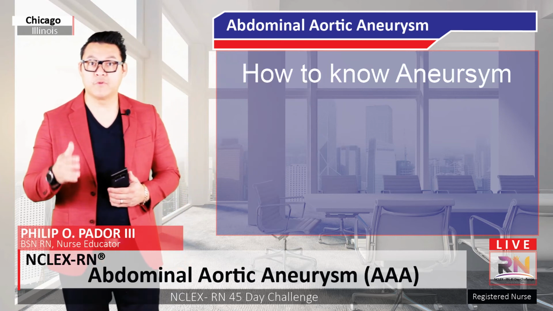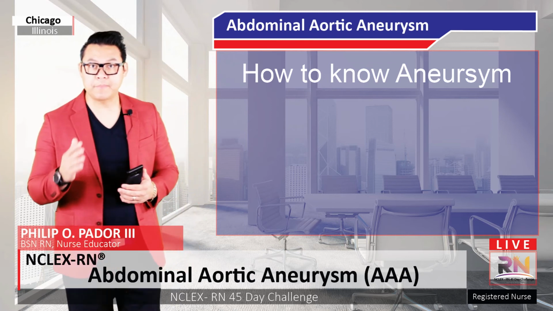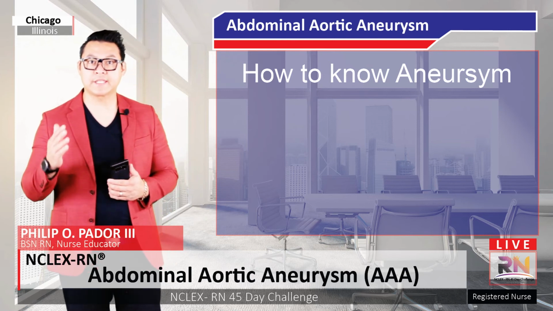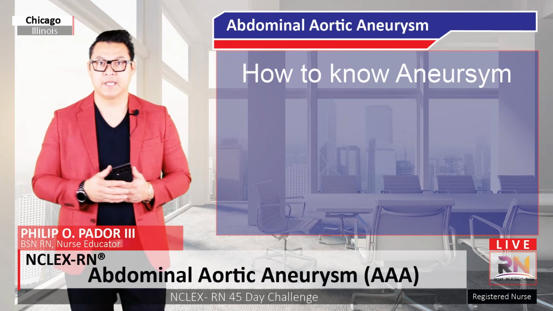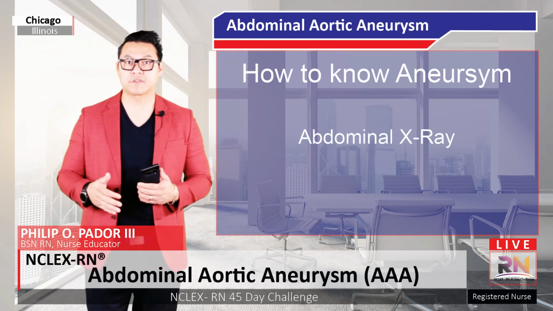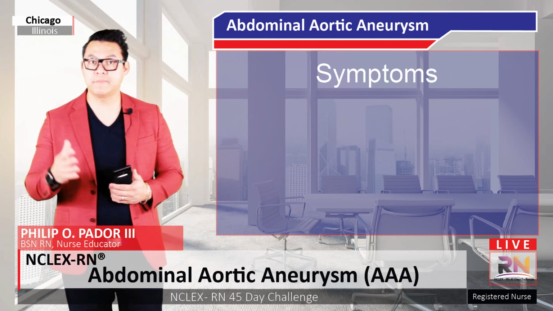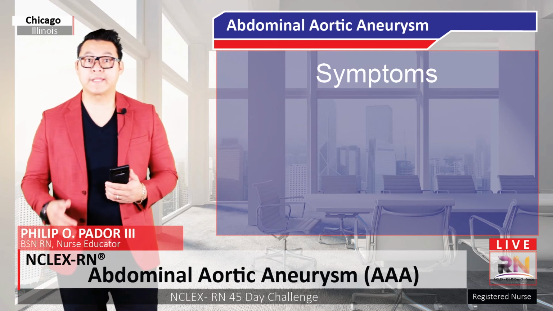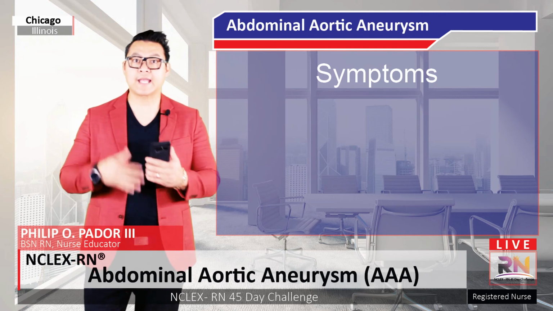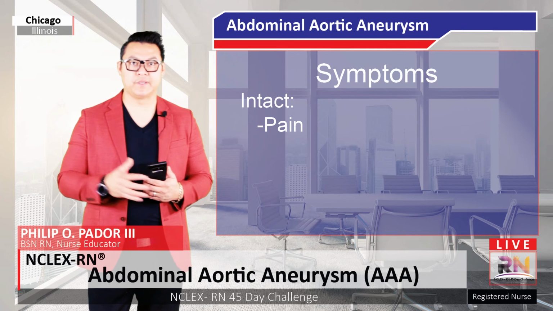If you do have one, chances are you won't know about it, because most people with AAAs are asymptomatic. Most AAAs are either discovered incidentally with an abdominal x-ray, during a routine physical exam, or, unfortunately, because of a rupture. But let's try to group our potential symptoms into 2 main groups: symptoms that you might get with an intact aneurysm, so an aneurysm that hasn't ruptured, and symptoms that you might get with a ruptured aneurysm.